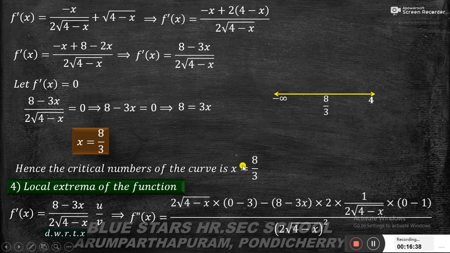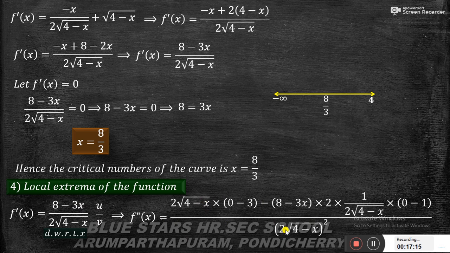This is the value. So local extreme of the function. Now we know that f dash of x equal to 8 minus 3x by 2 into square root of 4 minus x. That means for the local extreme we need the f double dash. So again we differentiate the f dash. Second time we differentiate the f dash, means we get the f double dash. So differentiate with respect to x. F double dash of x equal to d of u by v. D of u by v is v square, that means v into du minus u into dv.